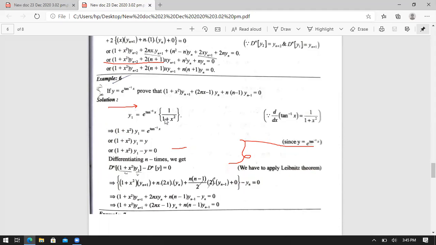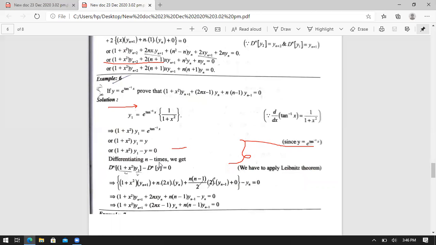Next, simplification. 1 plus x square is in the denominator, so it comes to this side as multiplication. 1 plus x square y1 equal to e to the power of tan inverse of x. Okay. You know that e to the power of tan inverse of x is the value y. That's why I write here y. So 1 plus x square into y1 is equal to y. Okay, after that y goes to this side, the plus becomes minus. That's why 1 plus x square into y1 as it is minus y is equal to 0.